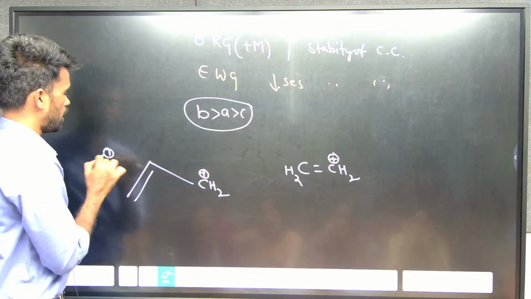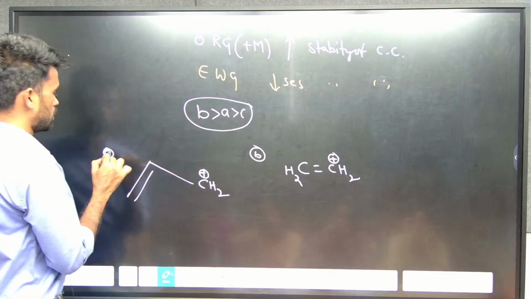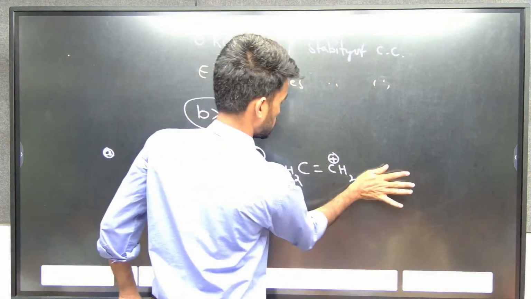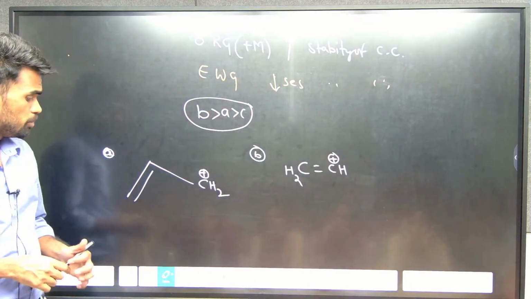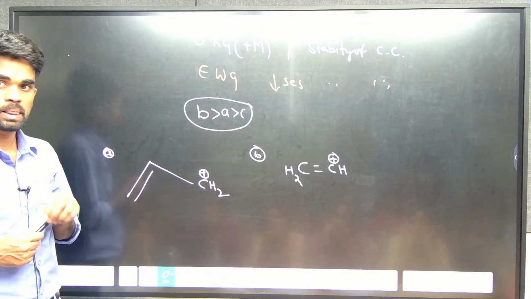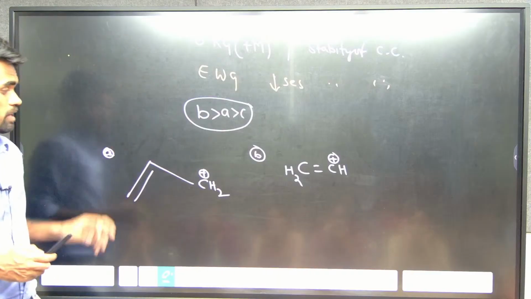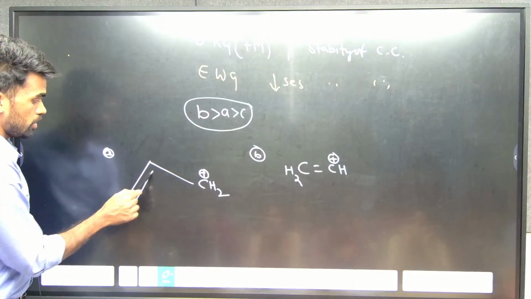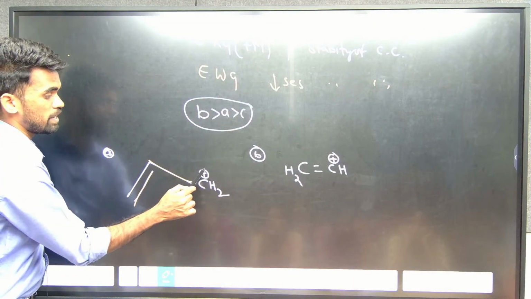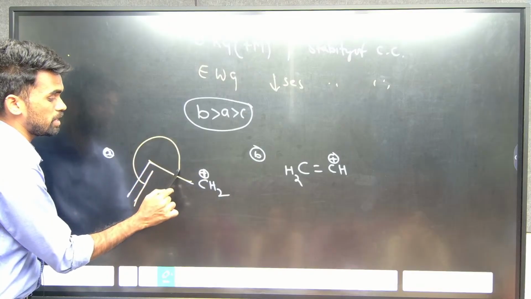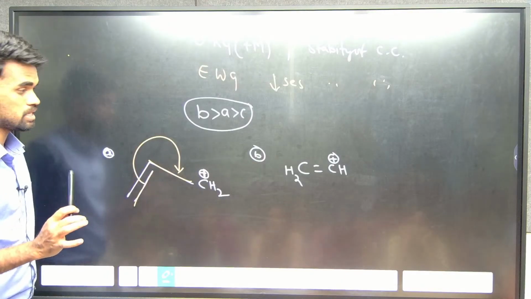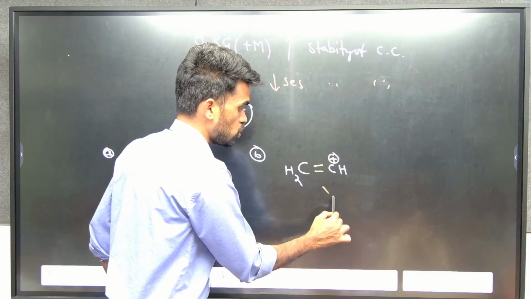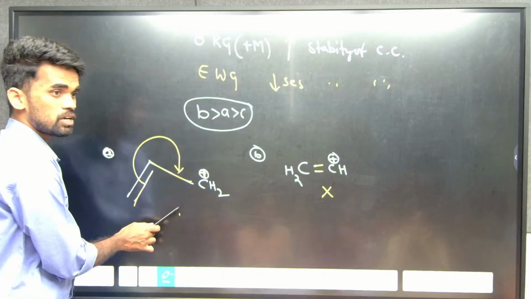Tell me, between A and B, which is more stable? See, conjugation means how they should be? Alternate. See, pi bond, sigma bond, vacant orbital. So now this will be shifting from here to here. This is what conjugation means. But here they are not alternate, they are adjacent. So there is no conjugation here. But here we have a conjugation.